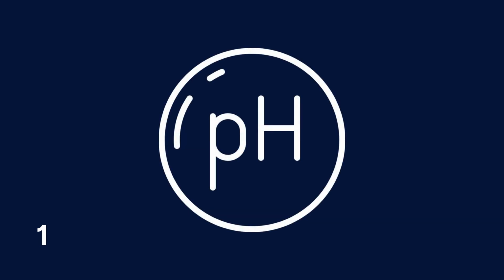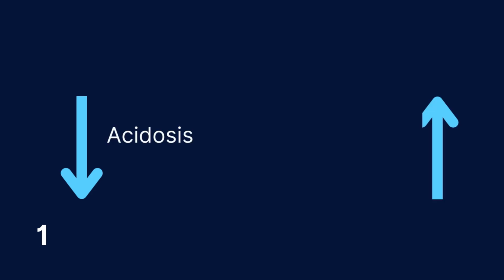The process of interpreting an ABG involves several steps. First, once the ABG values are received, the acid-base status is assessed by examining the pH value. A pH below the normal range indicates acidosis, while a pH above the normal range suggests alkalosis.